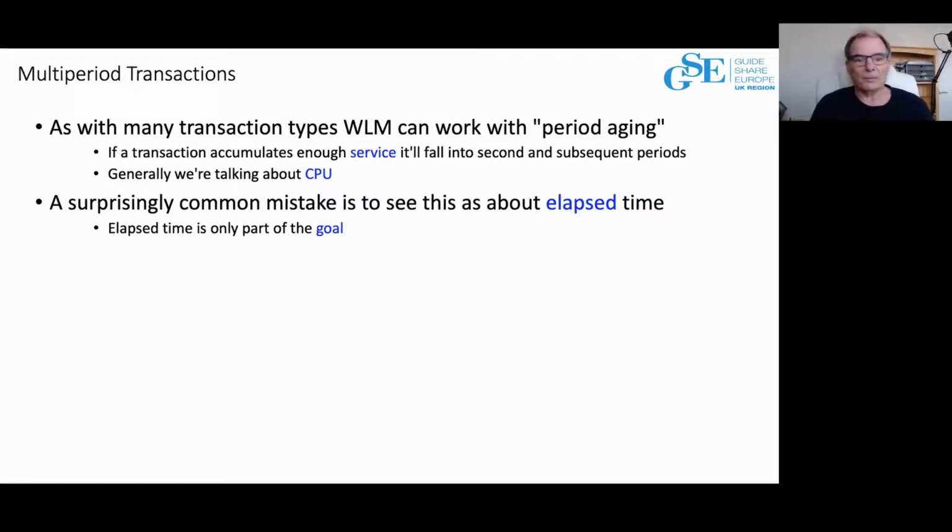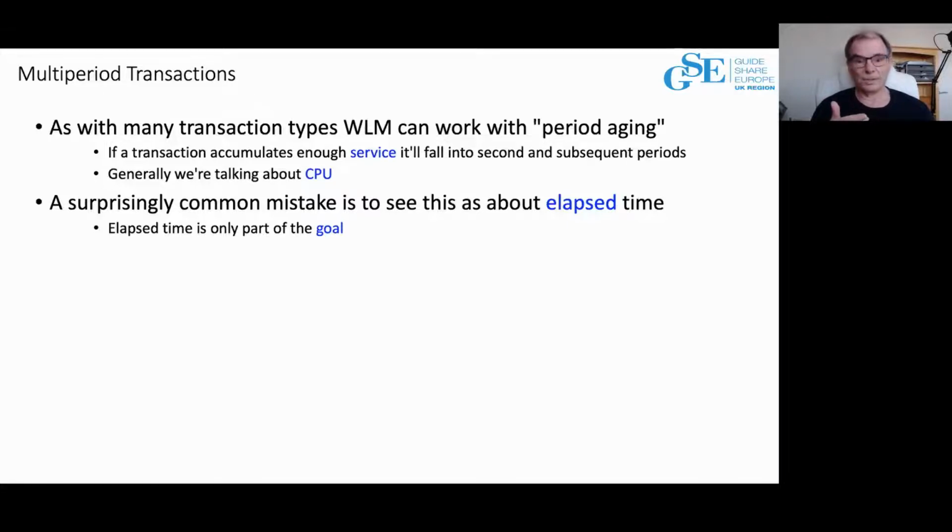Okay, now, we probably all know this, but as with many transaction types, not all, Workload Manager can work with period aging to do multi-period service class management. So if a transaction accumulates enough service, it'll fall into second and subsequent periods. And here, generally, when we're talking about service, we're talking about CPU time.